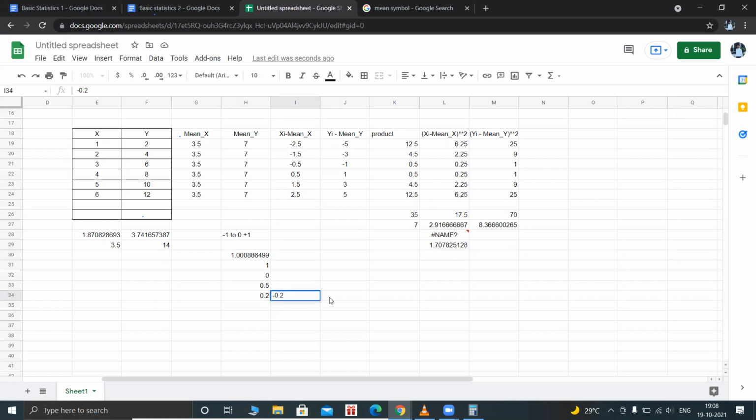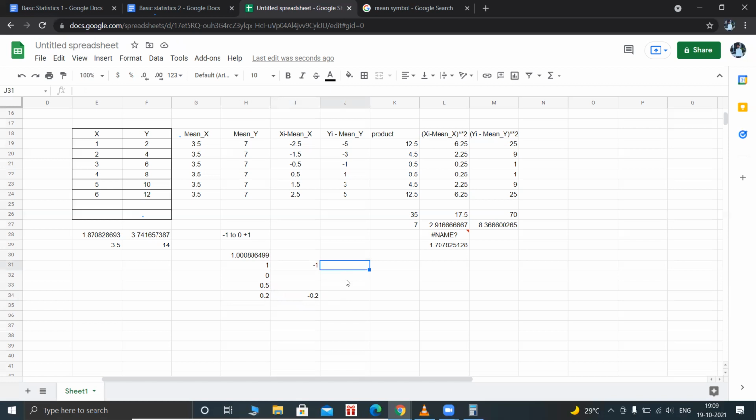weakly, the value is small. 0.2 is very close to 0, right? So weakly negative, right? So if I have minus 1, what do you mean by minus 1? Strongly negative. Strongly negatively correlated. Is it clear, guys?